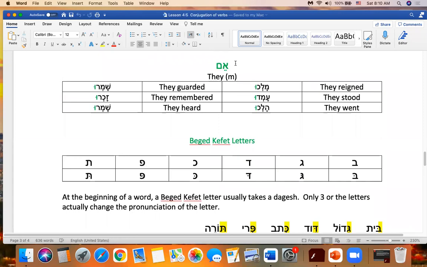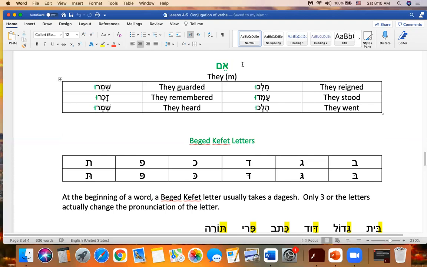Now, they, and I didn't really put in the you masculine and singular plural yet, but I think on the next paper I did include that because they're not really using that much yet. So I wanted us to get used to these verbs before we decided to go on and do all of the conjugations.